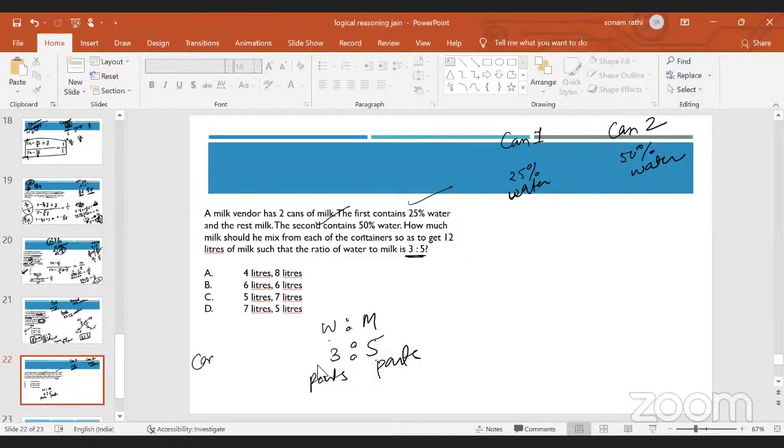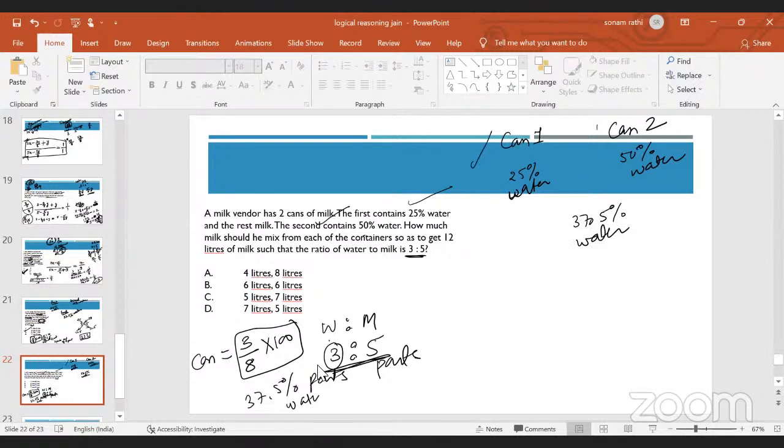How do you find concentration? This upon total, 3/8. And if you want to convert it into percentage, multiply by 100. So how much is that percentage? 37.5% water. So this is 37.5% water.